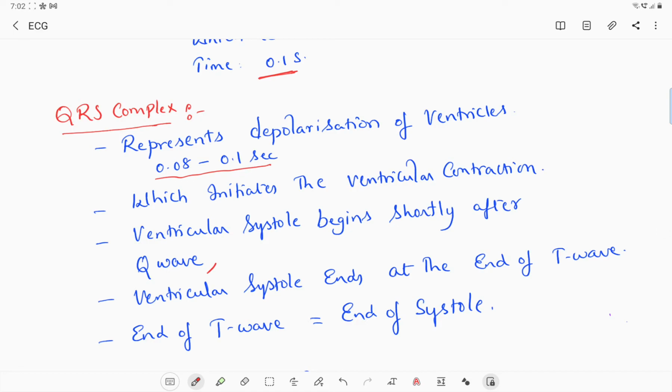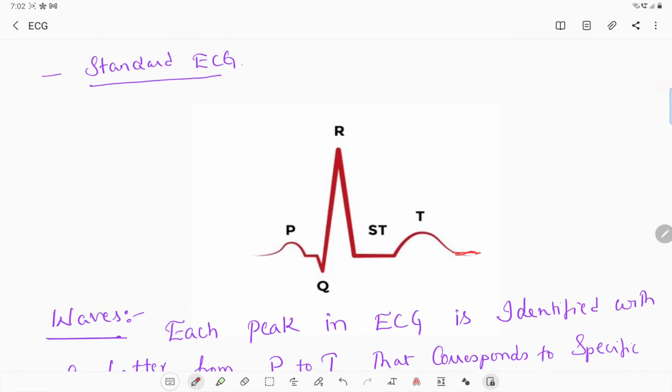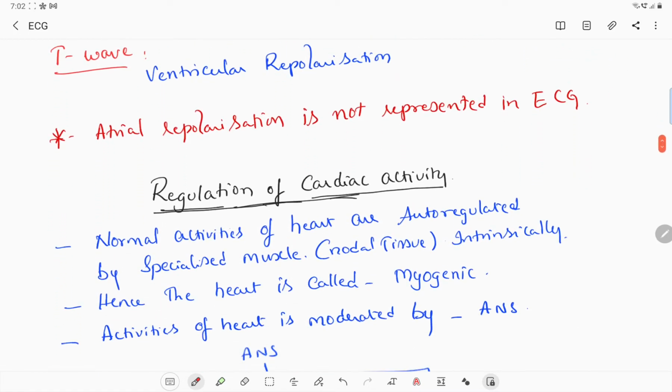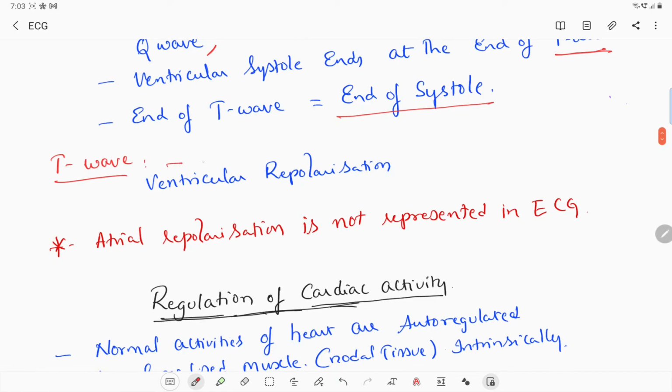Ventricular systole ends at the end of T wave. End of T wave is equal to the end of systole. You can see here in the diagrammatic representation, the end of T wave is equal to the end of ventricular systole. T wave represents the ventricular repolarization. It is also a positive wave, and time taken for T wave is 0.2 seconds.